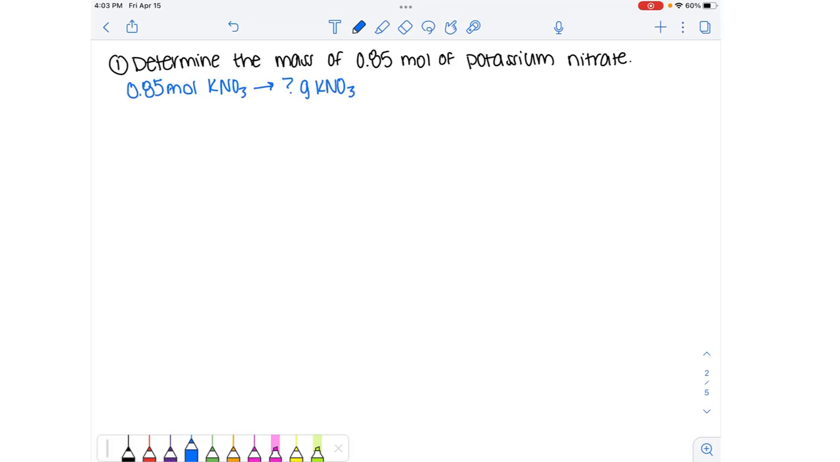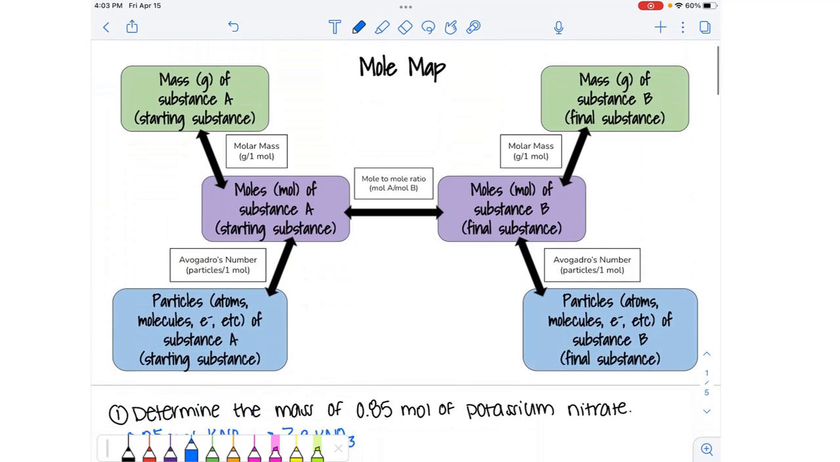So on Monday, you learned that if you're trying to go from moles to mass or mass to moles, you need a molar mass conversion factor. So there's another resource that I've created for you called the mole map. Let me talk you through how this works.